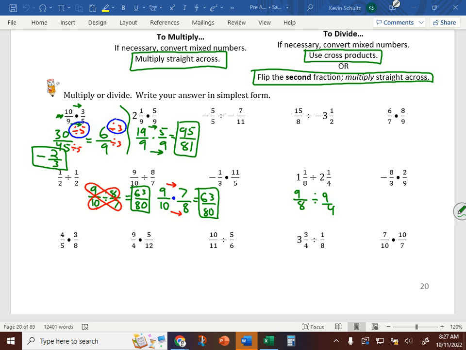Yes, the numerator is the one up on the top. 36. Okay. If you use cross products, you're multiplying 9 by 4 diagonally there, right? If you flip that second fraction, you end up with 9/8 times 4/9, and you multiply straight across there because now you've written it as multiplication. Either way, you get 36. And then what's our denominator? 72.